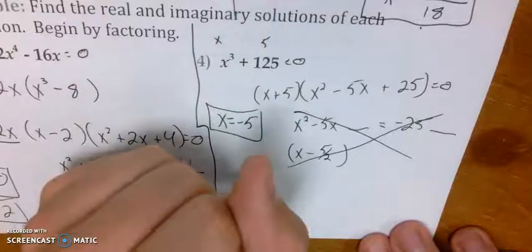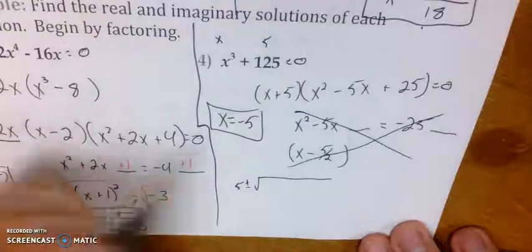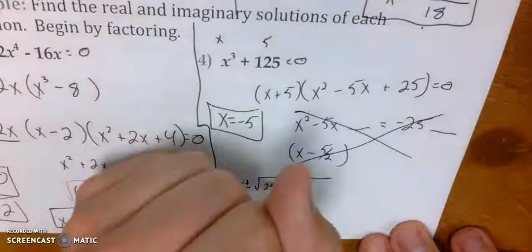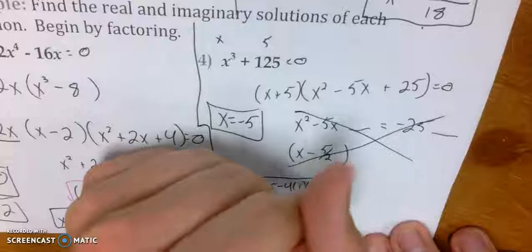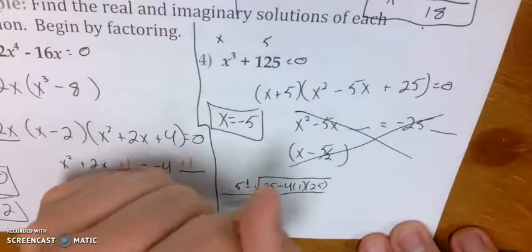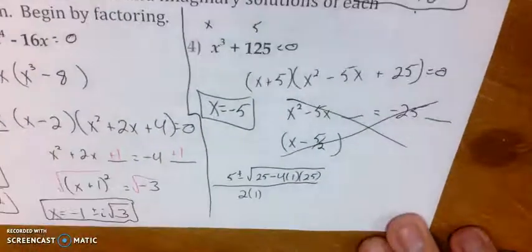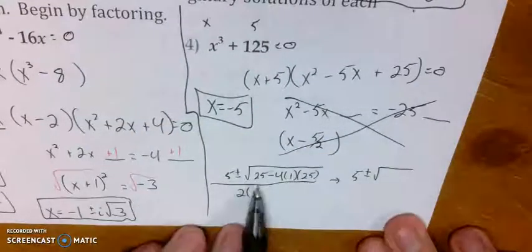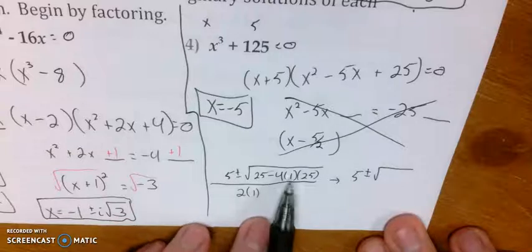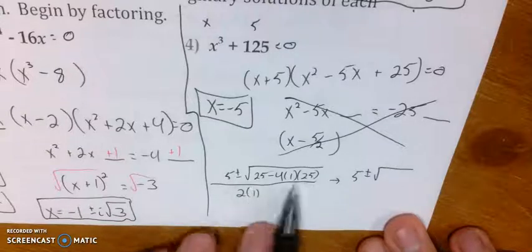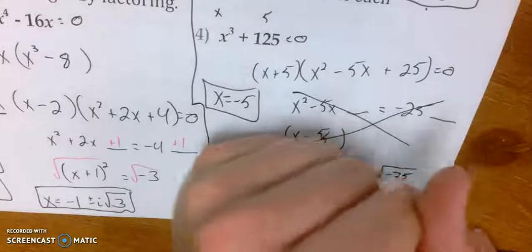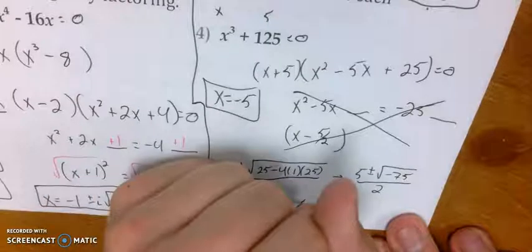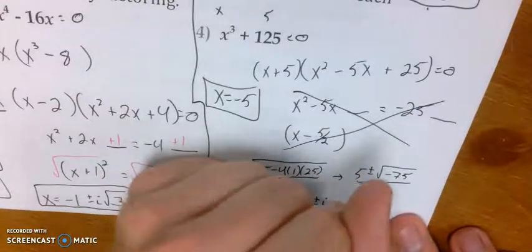Plus or minus the square root of b squared. Negative 5 squared is positive 25. Minus 4ac, 4 times 1 times 25. All over 2a, 2 times 1. So, simplify. 5 plus or minus the square root, 25 minus, let's see, 4 times 1 is 4, times 25 is a hundo. 25 minus 100 is negative 75. So, x equals 5 plus or minus i rad 75.